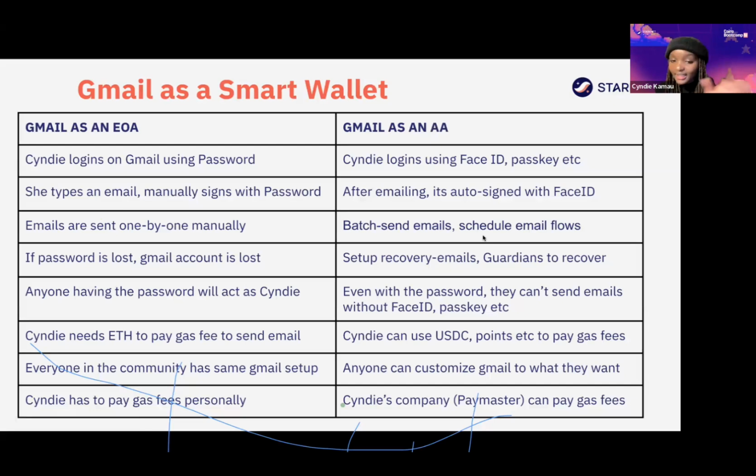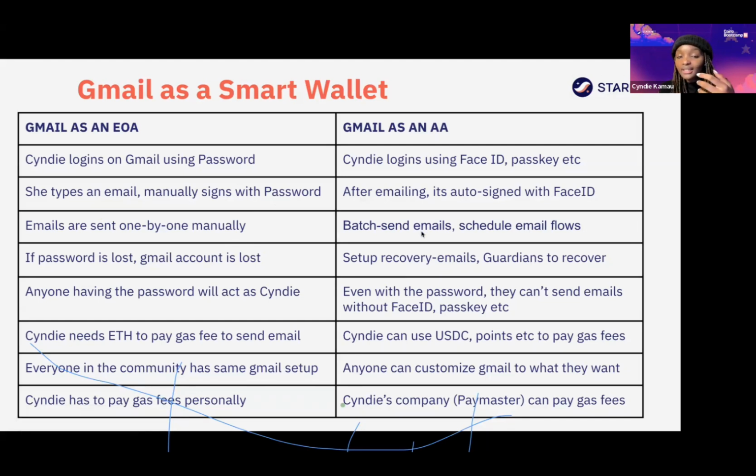So I can batch send the emails. I can schedule, like, send this email at around, let's say, 10 p.m. Okay. One thing which is very important, if my password is lost, my Gmail account is lost, right? Because first of all, how will I be able to send an email when I have to manually sign with the password and I don't have it, okay?